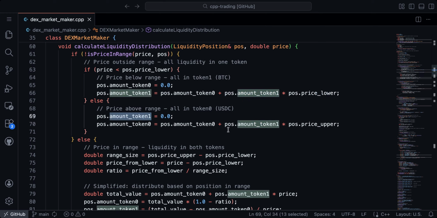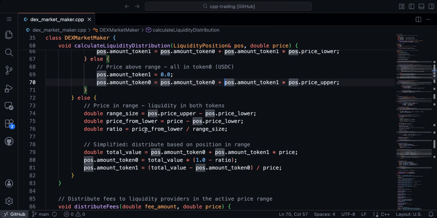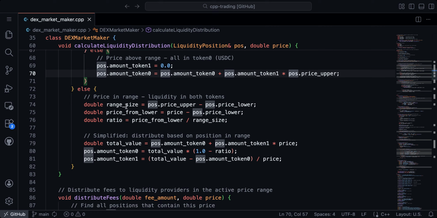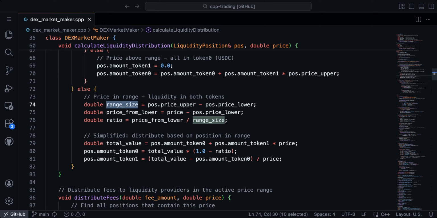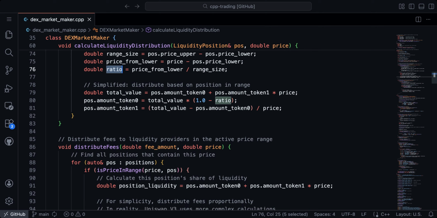We set amount token 1 to 0 and convert all value to token 0 using the upper bound price. If the price is within the range, we calculate how far through the range the price is. We compute range size as the difference between price upper and price lower. We calculate price from lower as the difference between the current price and the lower bound. We then compute ratio as price from lower divided by range size, giving us a value between 0 and 1 representing where in the range we are.